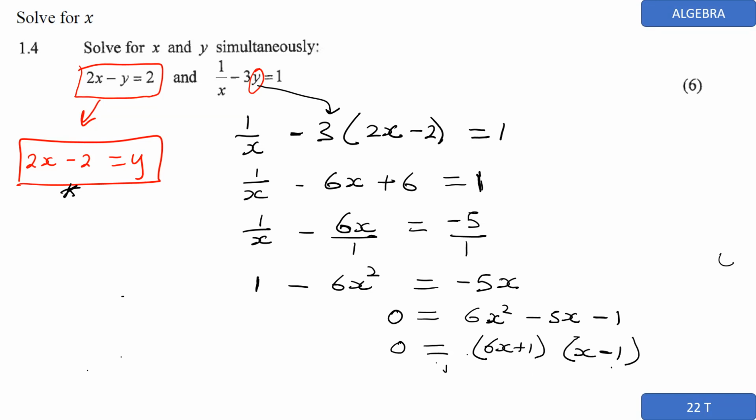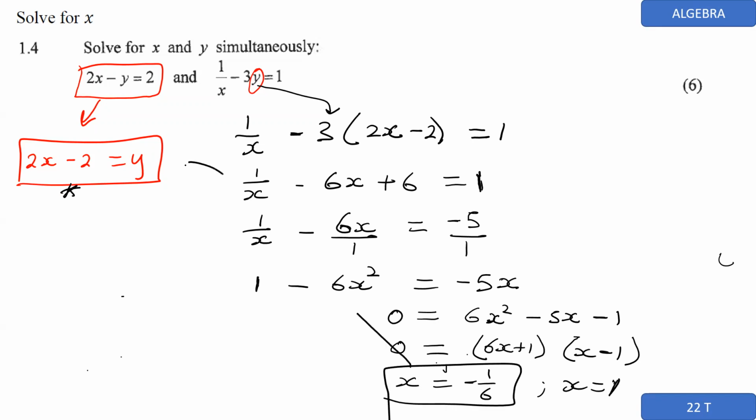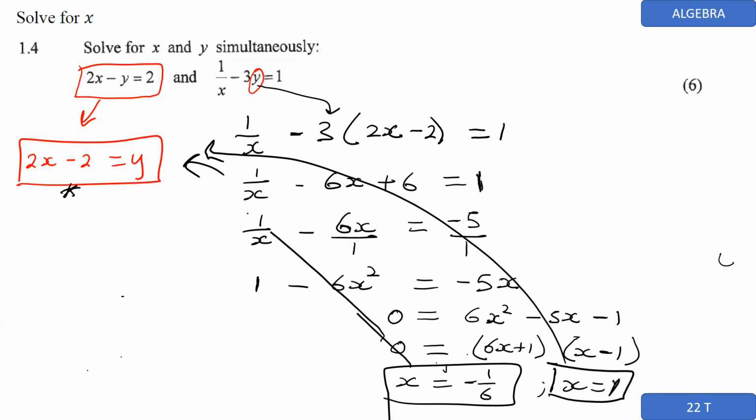Okay, so we can factorize this. The factors will be 6x plus 1 into x minus 1. And then when you solve for x, you should be getting minus 1 over 6, or we could be getting x to be 1. And then we're going to take these two values and I'll put it back in here. Can you see that? They need to go back here.